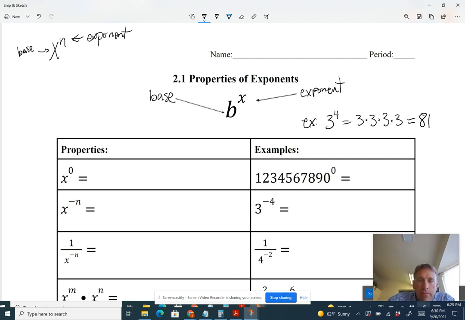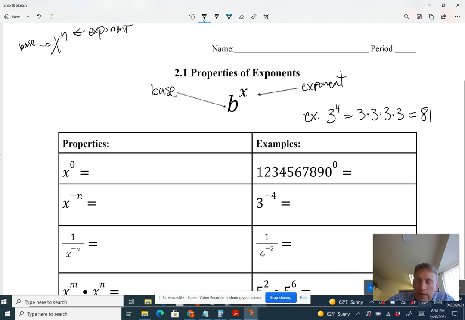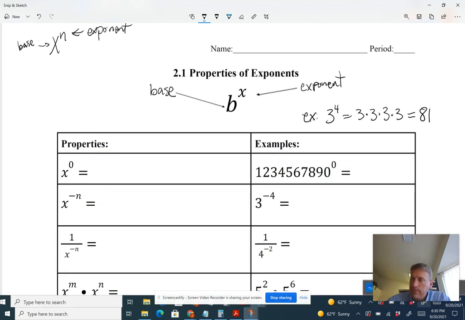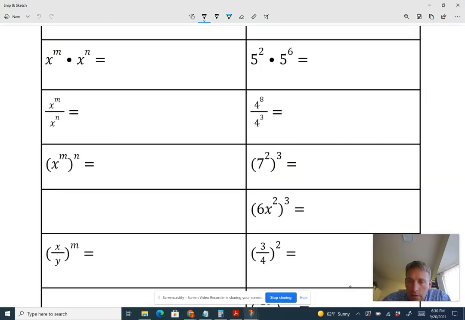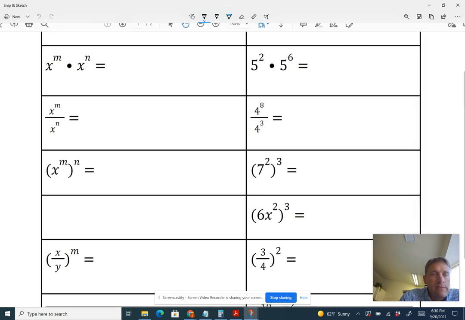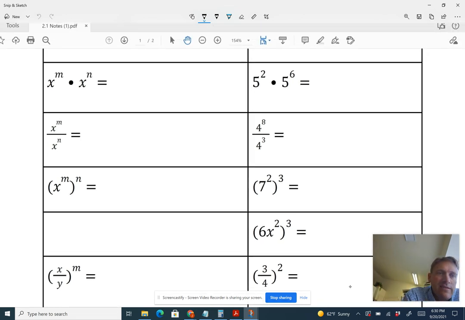I'm going to skip the order here just a little bit. I'm going to move first to x to the m times x to the n, we're going to do that one first. And that's what happens when you take, let's do a quick example here.